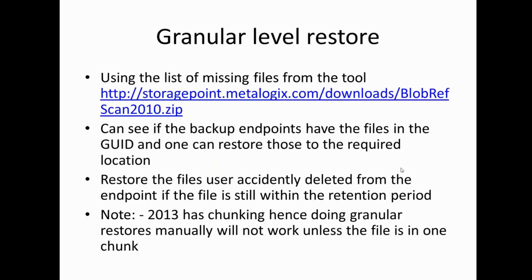Okay, so you can do the restore by using a list of the missing files. There are two files that are created. The one file with the underscore error will give you the blobs and everything that are missing, and you can see if the backup endpoints have the files in the GUID and basically restore it. Restore the files for users. If it's still within the retention period, you can just restore that. Now, I mentioned that 2013 has chunking, and hence doing granular restores manually will not work unless the file is in one chunk.